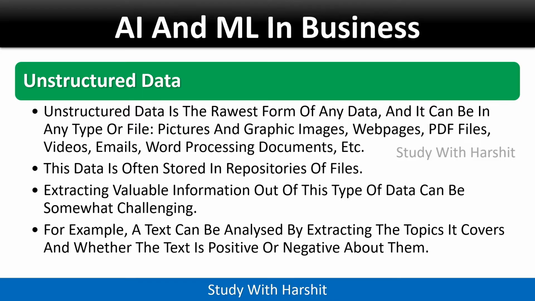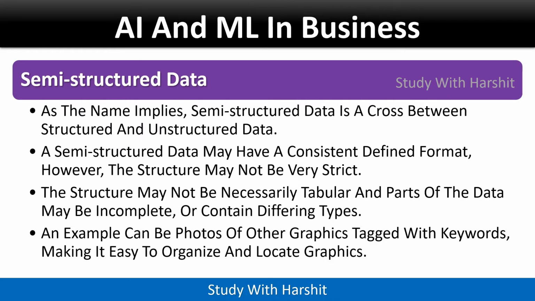negative about them. Semi-structured data, as the name implies, is a cross between structured and unstructured data. A semi-structured data may have a consistent defined format. However, the structure may not be very strict. The structure may not necessarily be tabular, and part of the data may contain defining tags. An example can be a photo or other graphic tagged with keywords, making it easy to organize and locate graphics.